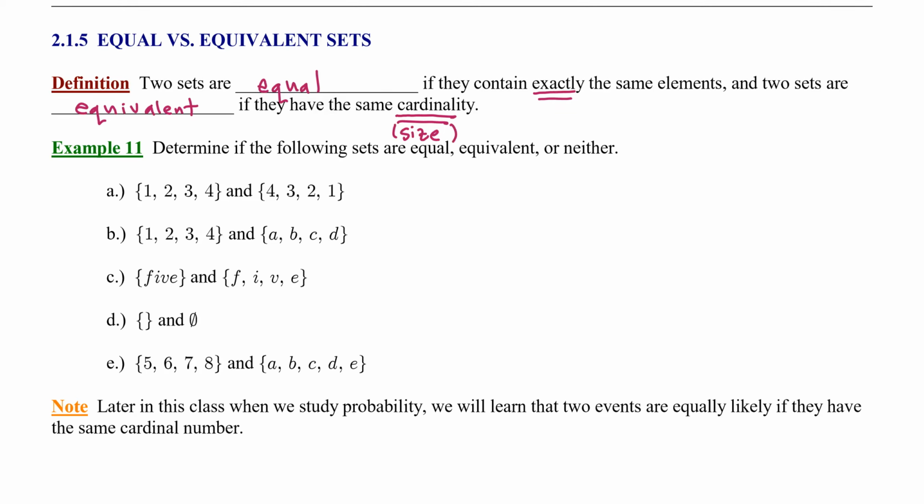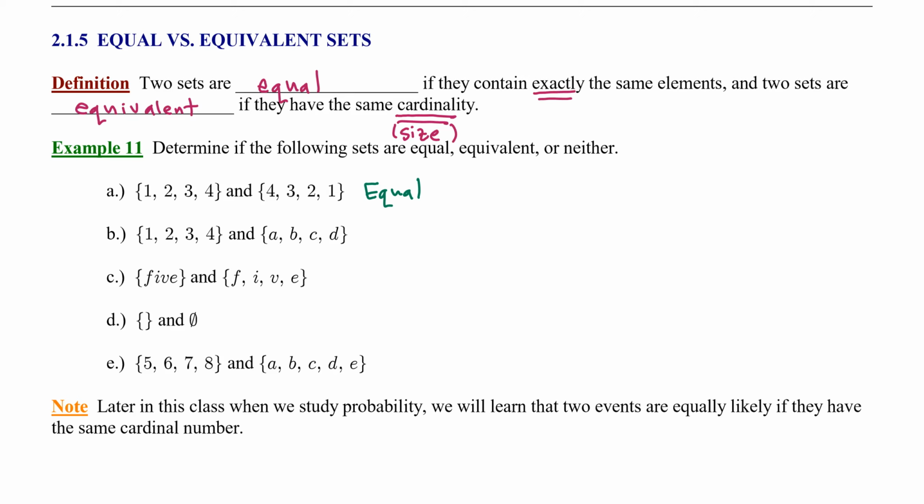In example A, we're comparing the sets {1, 2, 3, 4} and {4, 3, 2, 1}. Notice both sets have exactly the same elements. Therefore, these would be classified as equal sets. It's okay that the elements are not in the same order. What's important is that both sets have exactly the same elements.